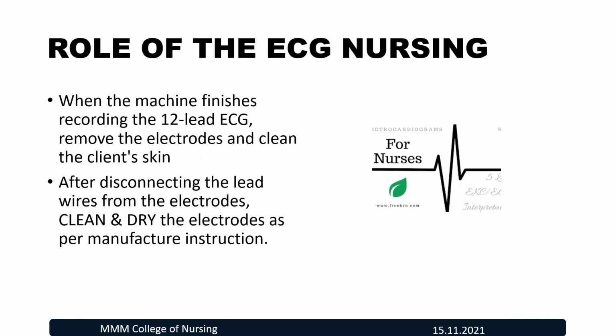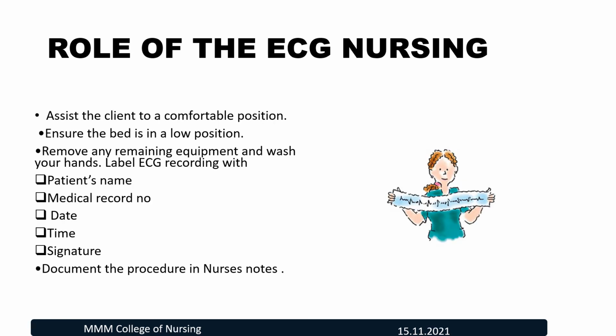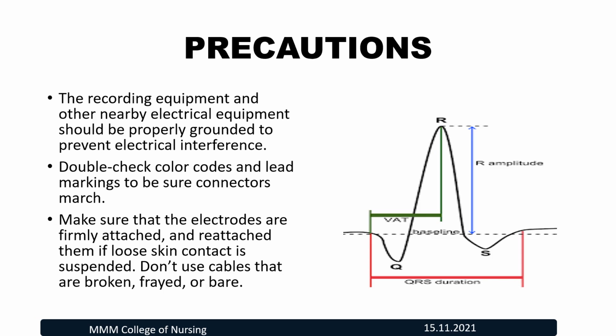The roles of the nurse in ECG nursing. When the machine finishes recording the 12 lead ECG, remove the electrodes and clean the client's skin. After disconnecting the lead wires from the electrodes, clean and dry the electrodes as per manufacturer instructions. Assist the client to a comfortable position. Ensure the bed is in low position. Remove any remaining equipment and wash your hands. Label the ECG recording with patient name, medical record number, date, time and signature. Document the procedure in the nurse's notes.